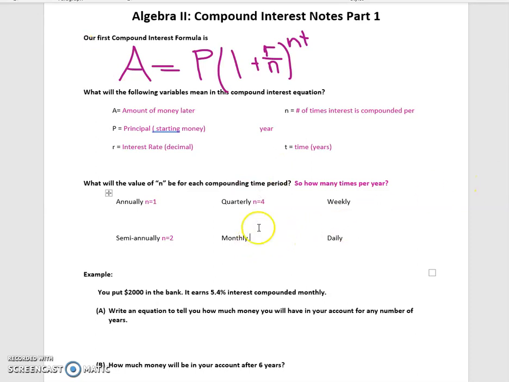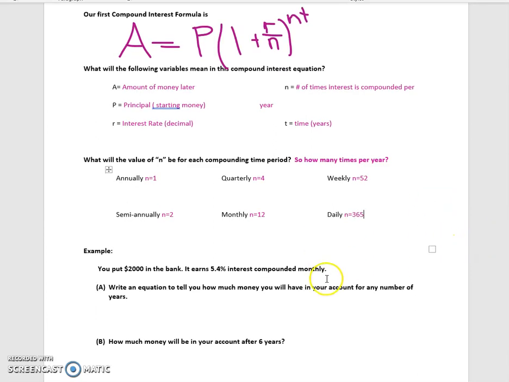Monthly, now you've got to think how many months are in a year? There's 12 months in a year. So if we're doing it every month, we're doing it 12 times. Weekly, generally there's 52 weeks in a year. So that means you're doing it 52 times a year. They're charging you. And if they charge you daily, we're going to have 365 days a year. Don't worry about leap year for this purpose.